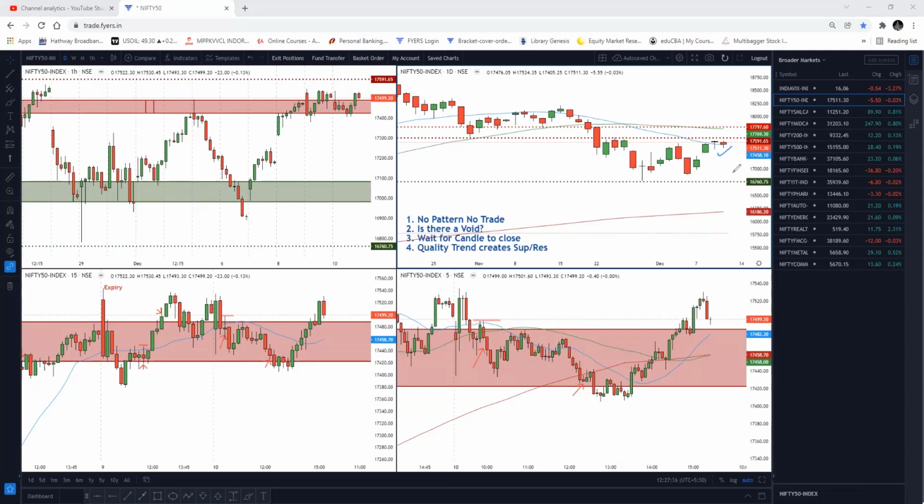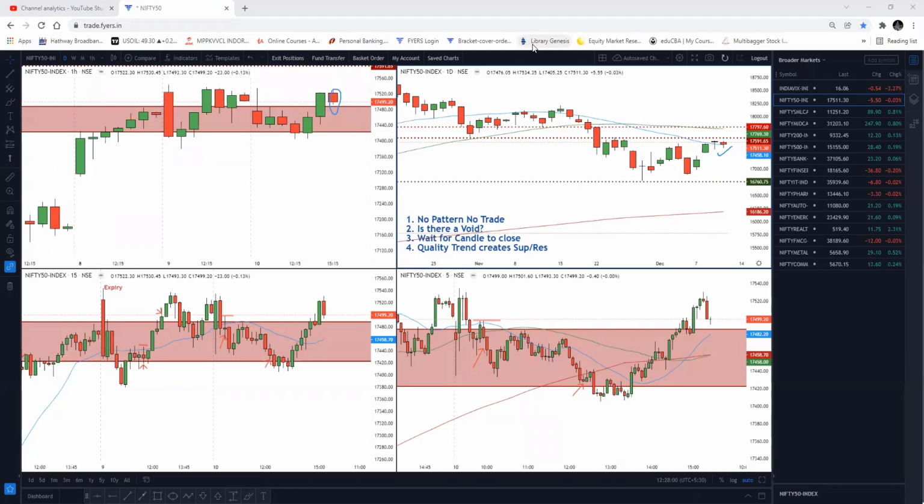So this was the first thing that I decided in the morning, that I will take only the short trades because prices are near the resistance. Then I jumped onto the hourly time frame. So this is the hourly time frame, and this was the first candle here. Let's just enlarge it a little bit. So this was the first candle of the day.